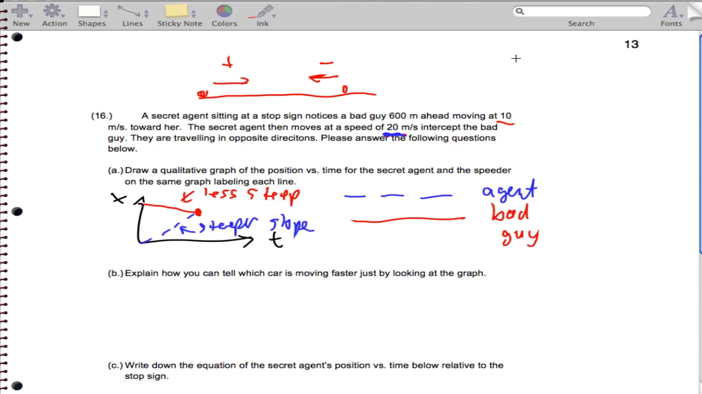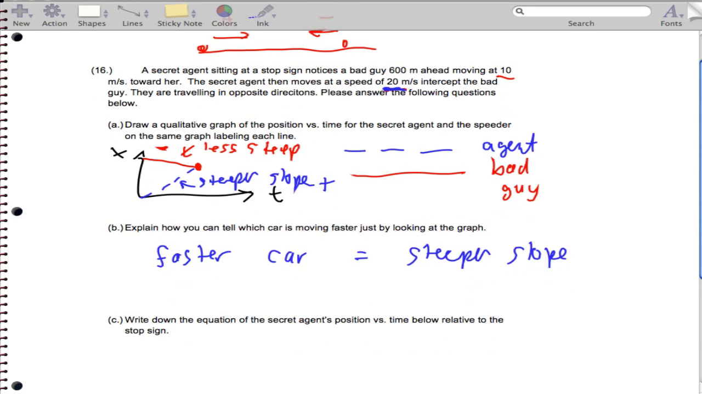And if you notice, we're not saying anything about the numbers, we're talking about direction there. But the steeper slope is faster, and the less steep slope means slower. Now notice this slope is less steep, but it's negative, which means it's moving backwards, and the steep slope is steeper, and it's positive, which means it's going forward. So I can tell which car is moving faster because faster car equals steeper slope.